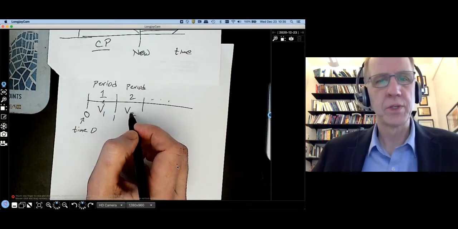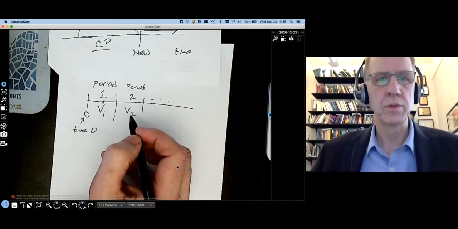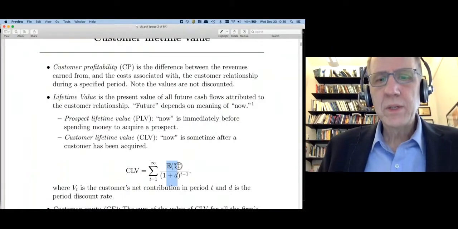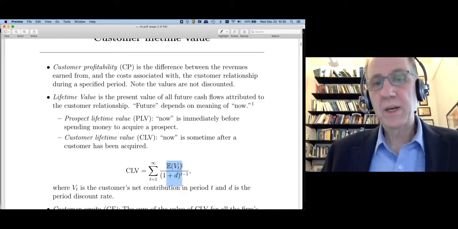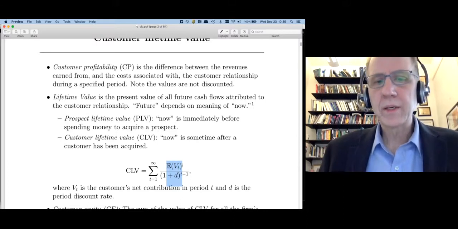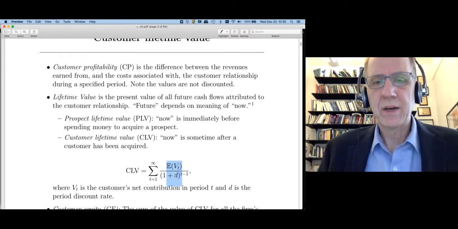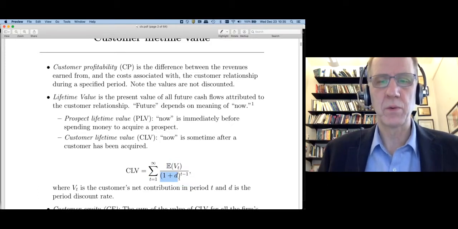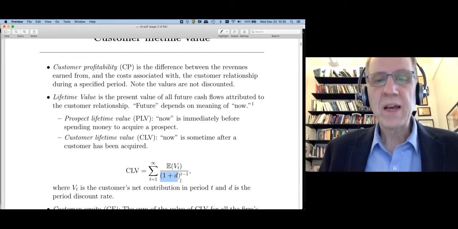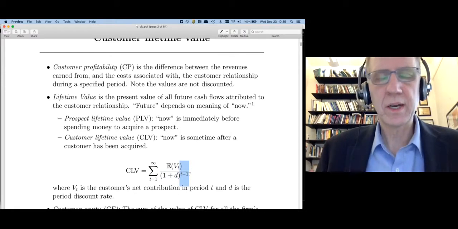The net cash flows in period 2 we're going to call V2. Now, we don't measure these cash flows because they are in the future. All I can do is compute an expected value. And so we will just take that expected value, the denominator discounts it back. So D is the period discount rate, and T is going to be how long you have to wait for that discount. One fine point here, I'm assuming that the payments start at time zero.